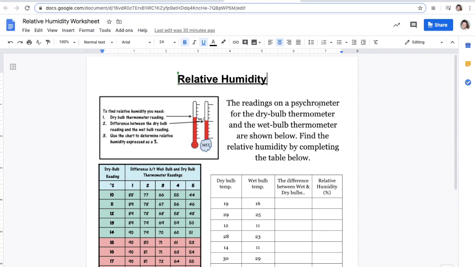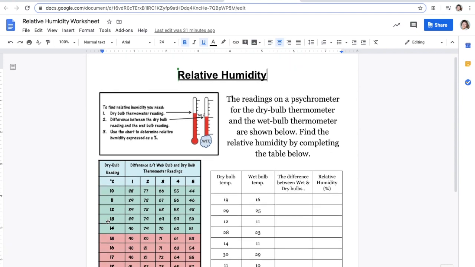The readings on the psychrometer for the dry bulb thermometer and the wet bulb thermometer are shown below. We are going to find the relative humidity by completing the table below. So, to find the relative humidity, we need to have a dry bulb meter and a wet bulb meter. So dry bulb, wet bulb. We are going to find the difference between the dry bulb and the wet bulb meter. Then we are going to use the chart to determine the relative humidity expressed as a percent.